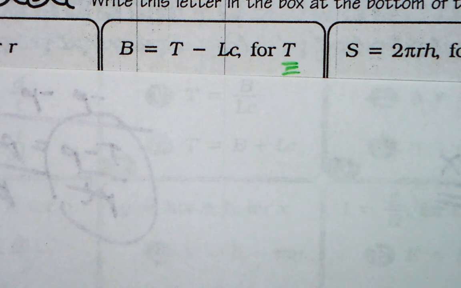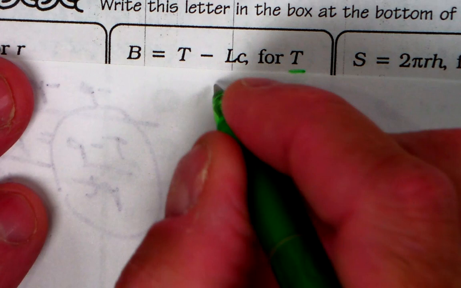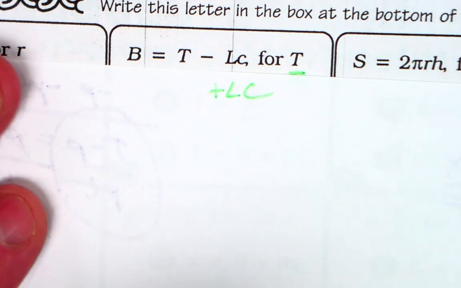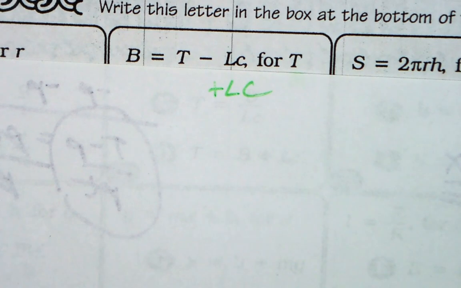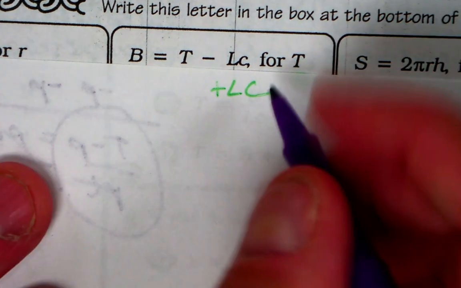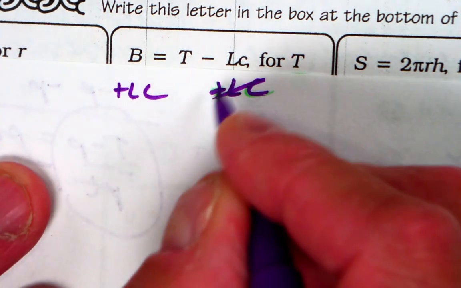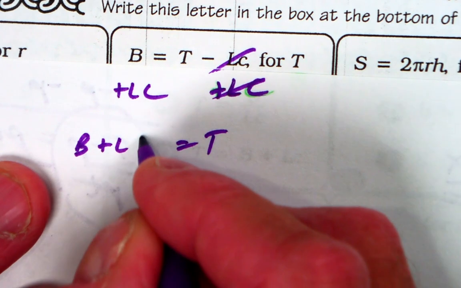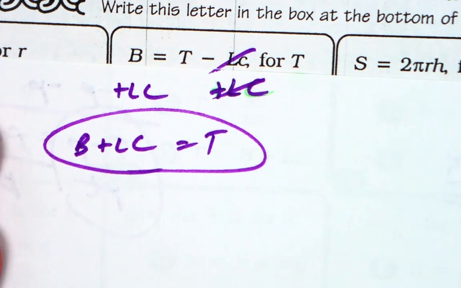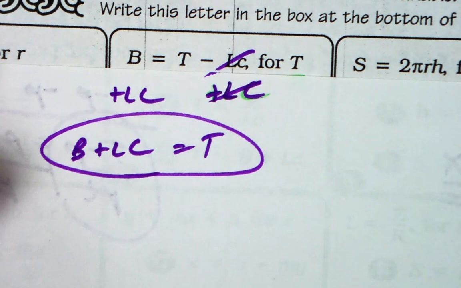What I would do is get in the habit of writing it out: I'm going to add LC, and I'm going to go ahead and change my pen. So add LC, and then I just get T is equal to B plus LC. That one, I have no idea what that formula is for.